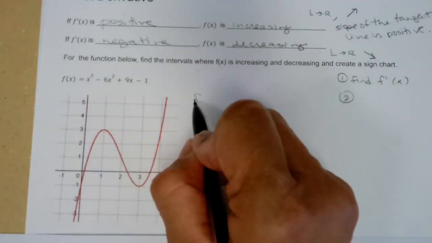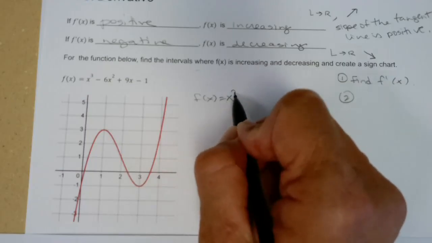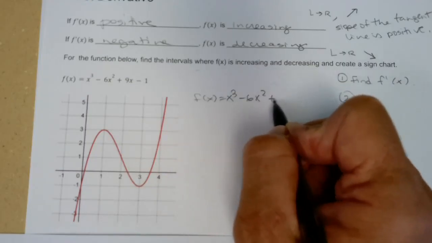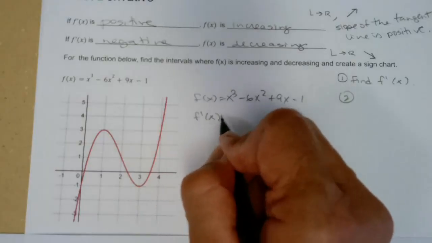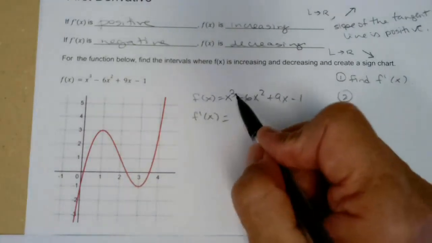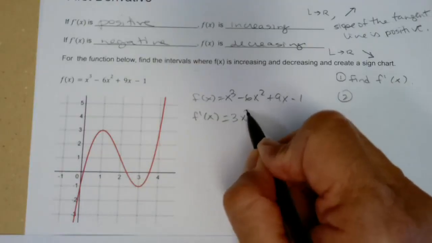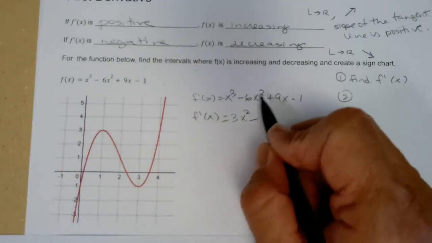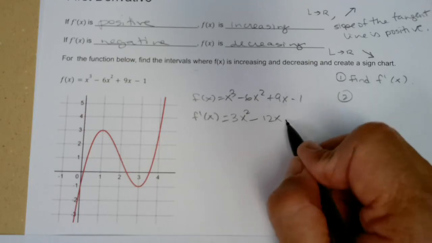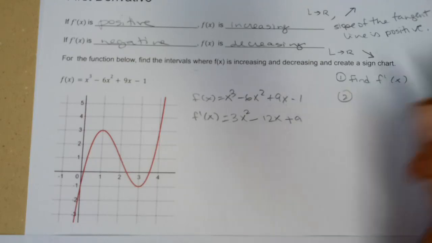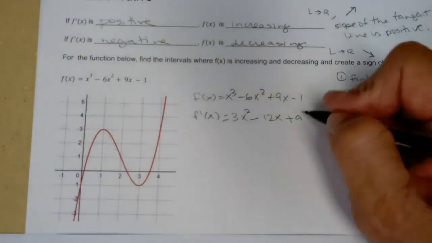So step 1, if f of x is x cubed minus 6x squared plus 9x minus 1, first derivative, it's a polynomial, so that's nice. We can just use our power rules. So the 3 will come down, 3x squared, minus the 2 comes down, 12x. The derivative of 9x is just 9. Derivative of negative 1 is 0. So there's our first derivative.